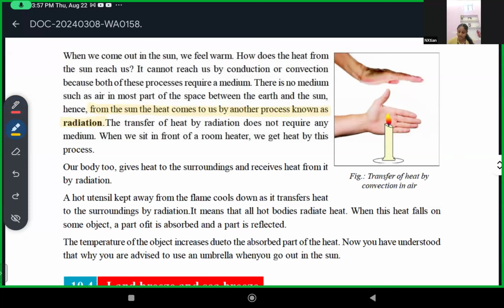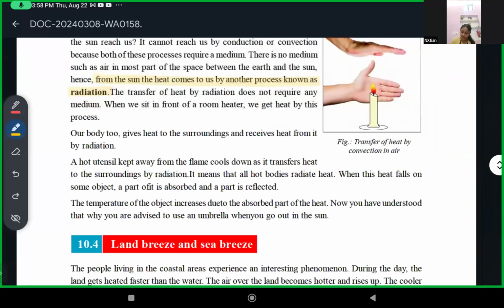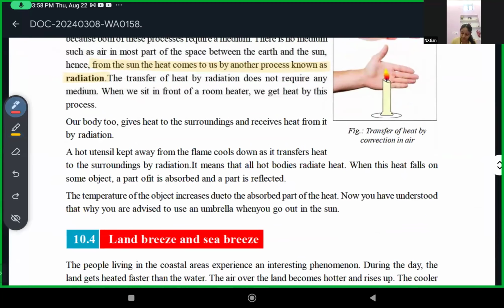The transfer of heat by radiation does not require any medium. Okay, it does not require any medium for the heat to get to us. When we sit in front of a room heater, we get heat by this process only. Our body too gives heat to the surroundings and receives heat from it by radiation. A hot utensil kept away from the flame cools down as it transfers heat to the surrounding by radiation. It means that all hot bodies radiate heat.